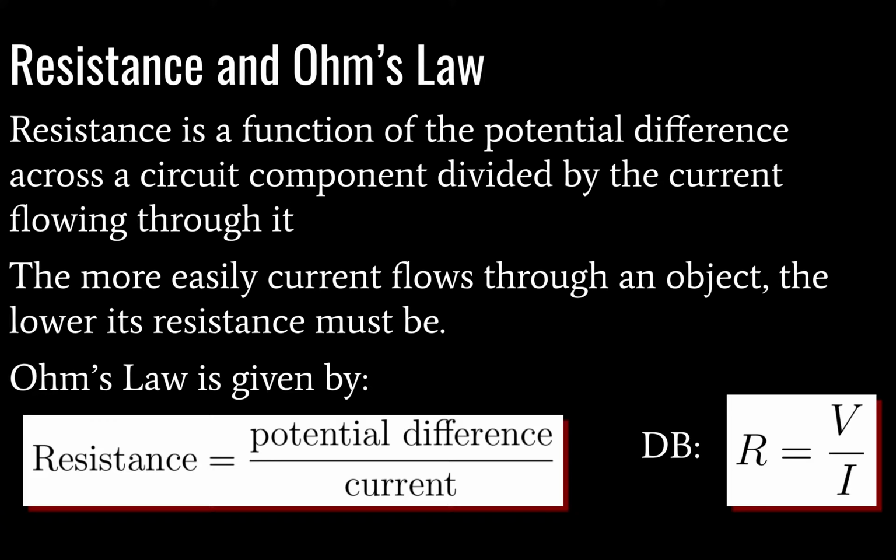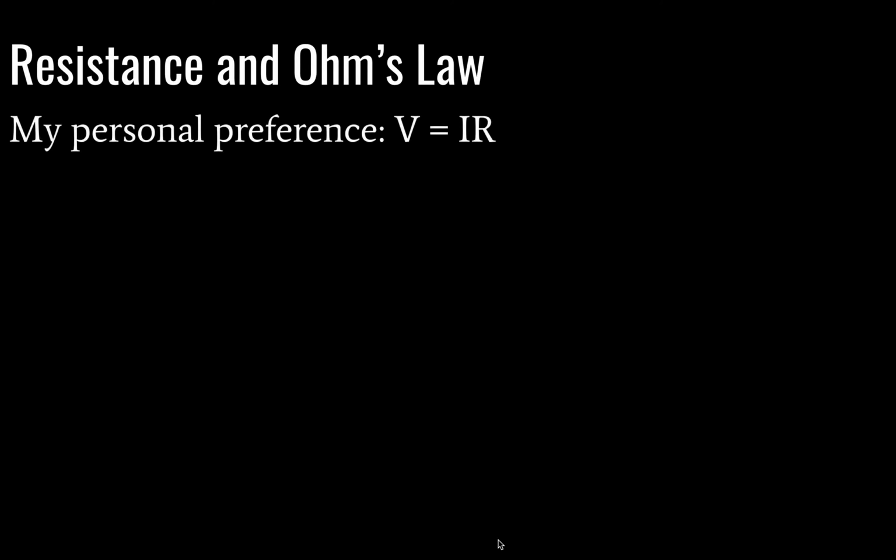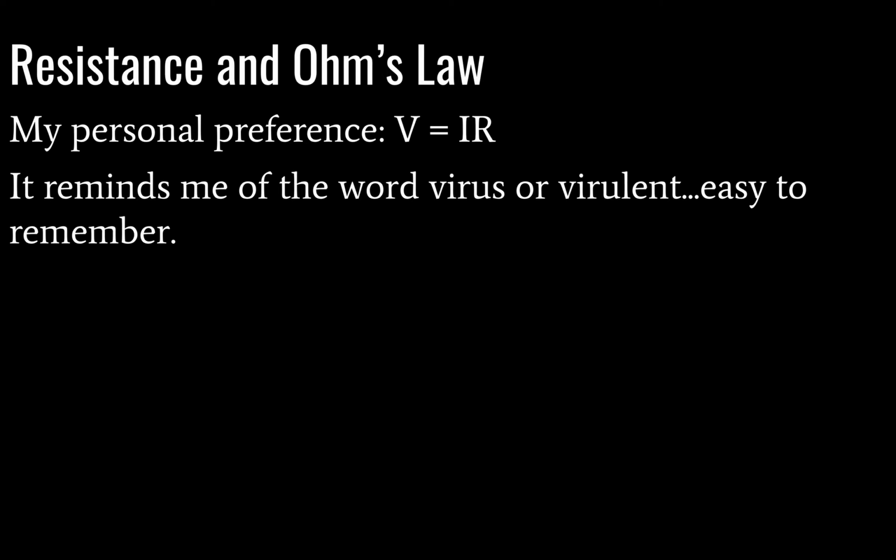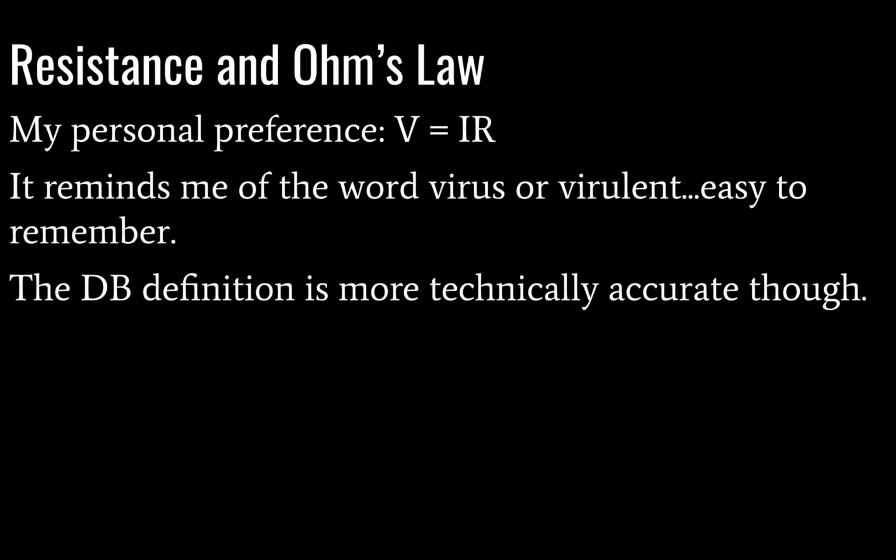And in the data book, you will find this. R is equal to V divided by I. Okay, so there it is. V is for voltage or potential difference. We want to be picky about it, and we do. And I is obviously for current. I personally prefer V is equal to IR. It reminds me of the word virus or virulent and is therefore easy to remember. But the data book definition is more technically accurate though, because resistance is a function of both voltage and current together.